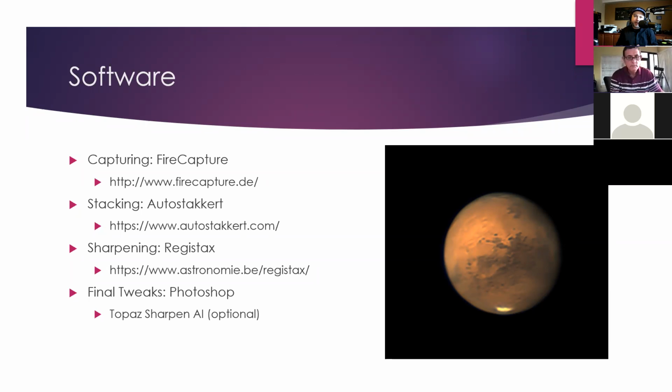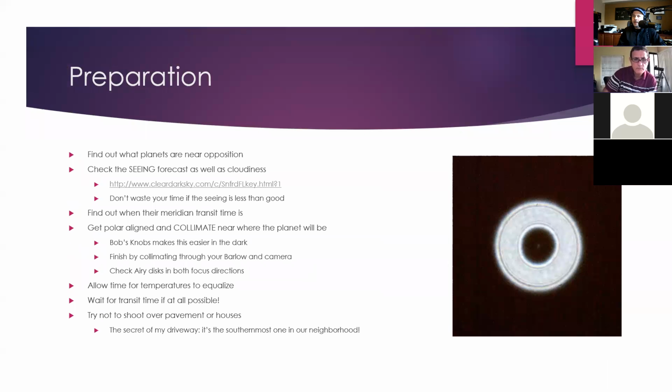And finally, for our final tweaks, we're going to use Photoshop to do some final cosmetic tweaks, get the color just the way that we like it, and maybe do a little bit of extra sharpening as well. And if we have time, I'll show you a tool that I've been playing with lately called Topaz Sharpen AI, which is actually using artificial intelligence to do the sharpening now, which is kind of cool. Sometimes it works, sometimes it doesn't. We'll see.